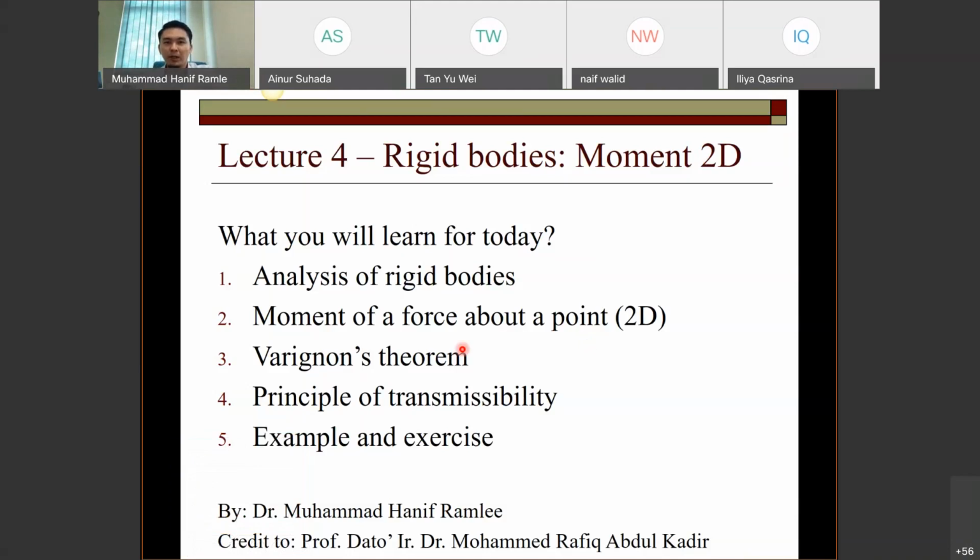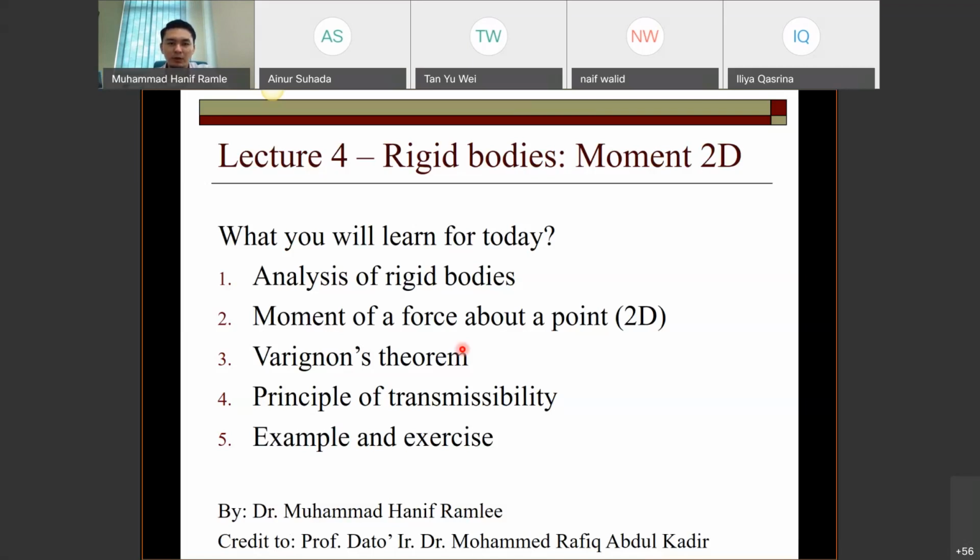Okay, right. For today we are going to learn a new topic, which is moment in 2D. Previously you have learned about particles, and this time round you will learn about rigid body. A particle is a very simple body, but for a rigid body we have to consider all dimensions, the length for example, and the simplest one is the length in this lecture.